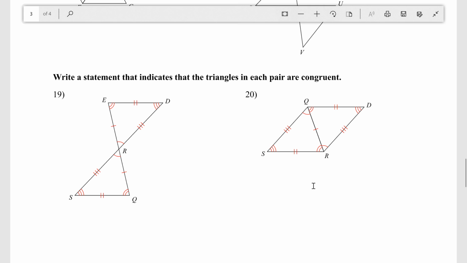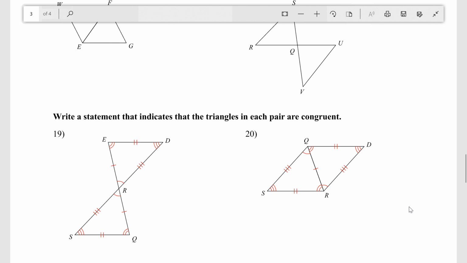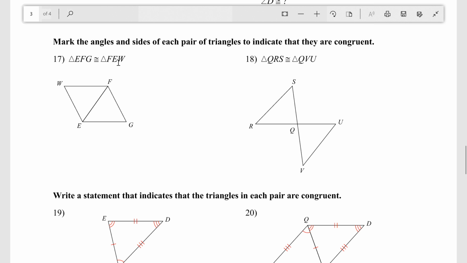Our last section that was added on to our level 3 worksheet is right here, to write the statement that indicates that the triangles in each pair are congruent. So these number 19 and 20 is going to be opposite of 17 and 18. In 17 and 18, we were given the triangle congruency statement and wanted us to mark up our diagram. Here I have all of the markings, and now I need to give the triangle congruency statement.